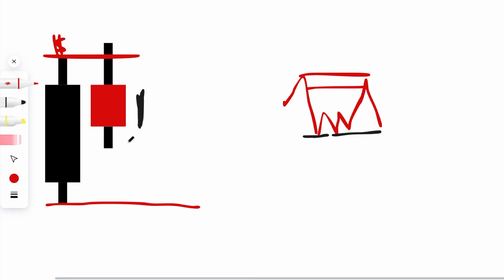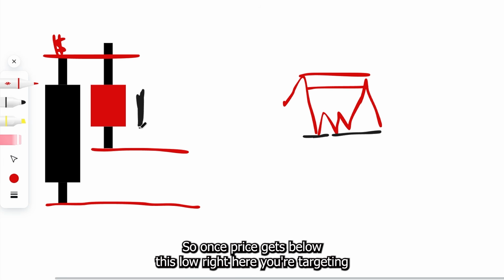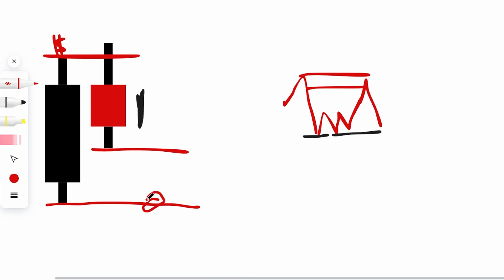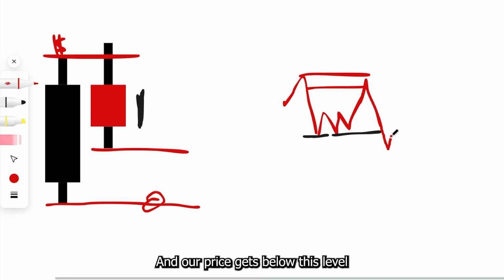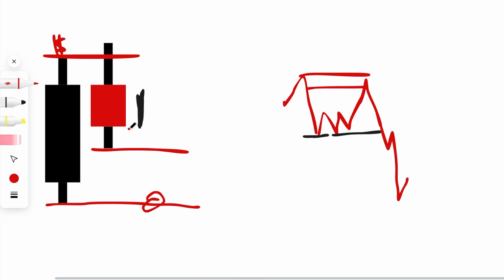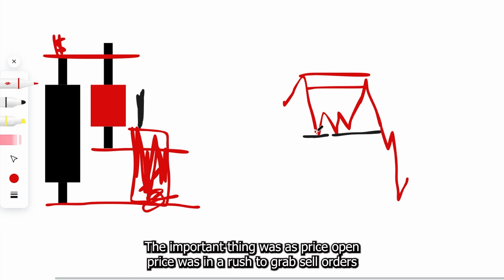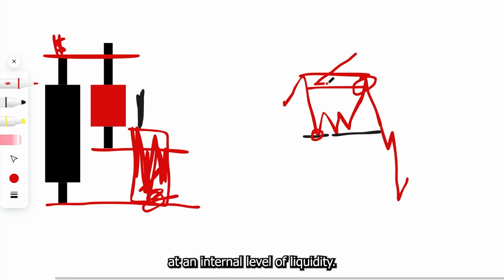So where would your target be? Your target is this low right here. So once price gets below this low right here, you're targeting the entire range. Now price gets below this level and closes out the entire range. And this is how you get your macro bearish candle, closing out the entire range. So what was the important thing? The important thing was as price opened, price was in a rush to grab sell orders at an internal level of liquidity.